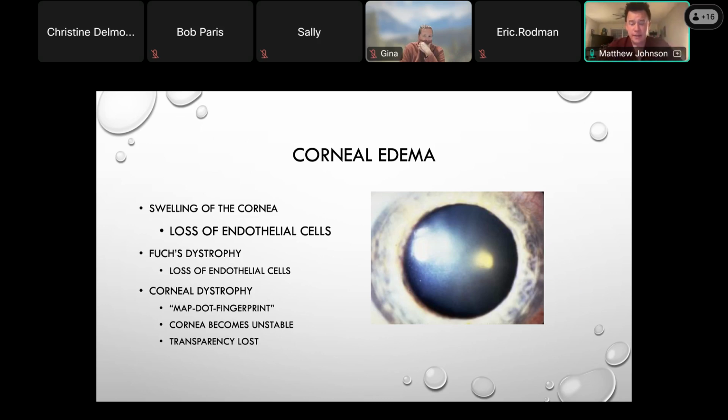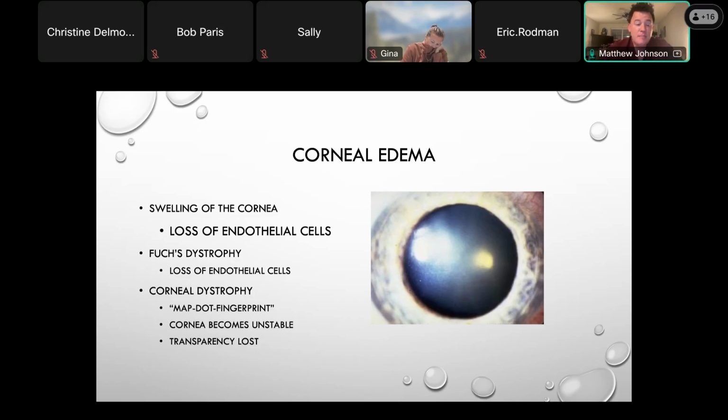So basically, if you lose any of those cells, there gets to be a point where they can't regulate the thickness of the cornea, and the cornea begins to get too much water in it, which reduces the amount of transparency that the cornea has. So there are so many corneal dystrophies that can actually cause corneal edema.